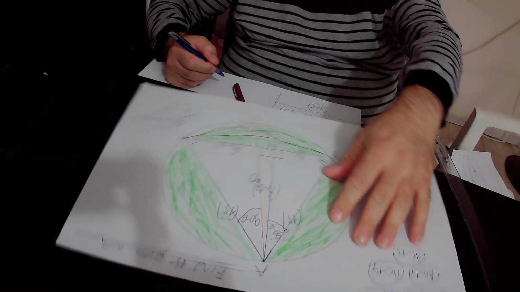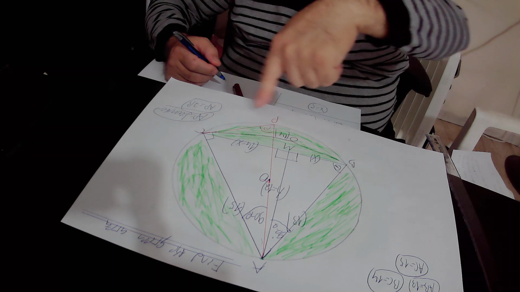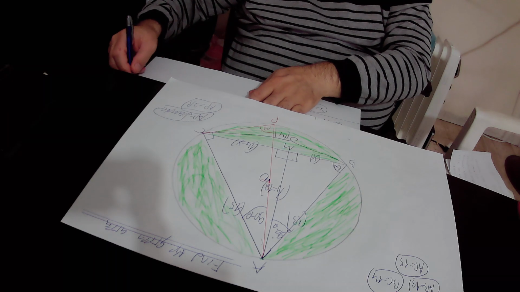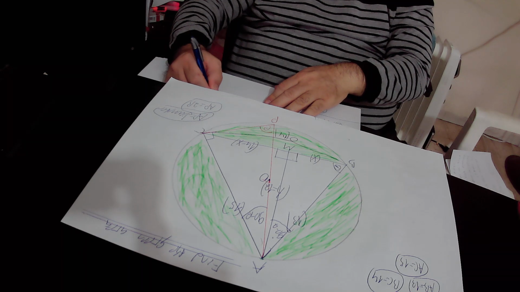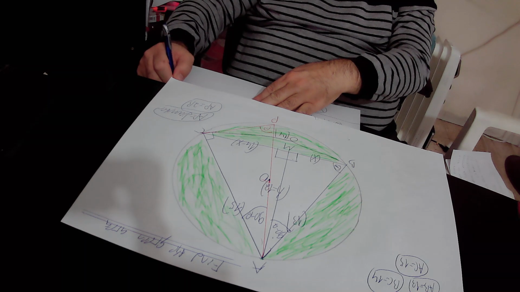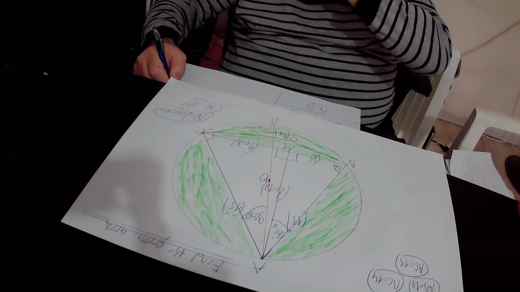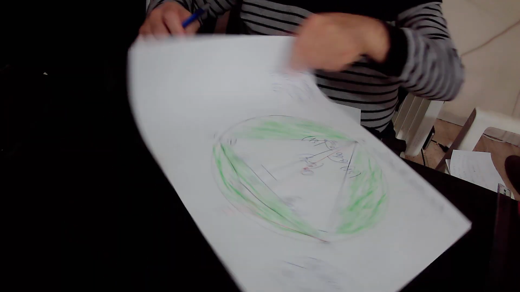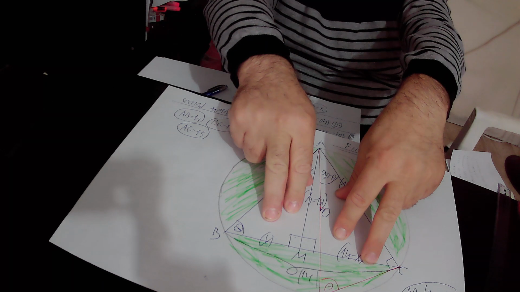In the next step, we will prove that the right triangle ABM is similar to the right triangle APC. So I write it down. We prove that the right triangle ABM is similar to the right triangle APC. So, why are those two right triangles similar to each other?